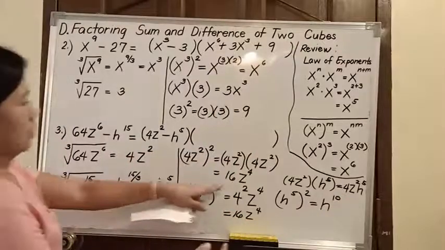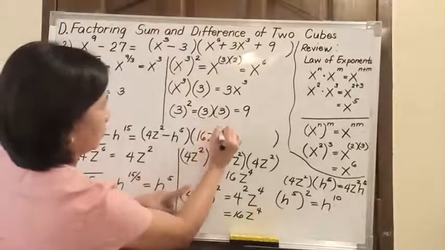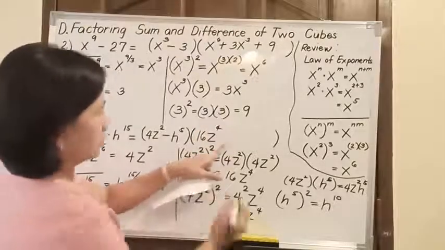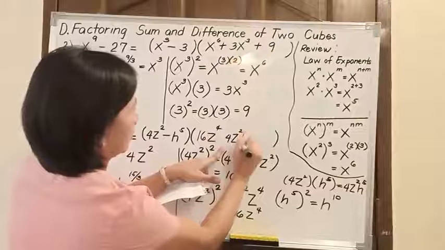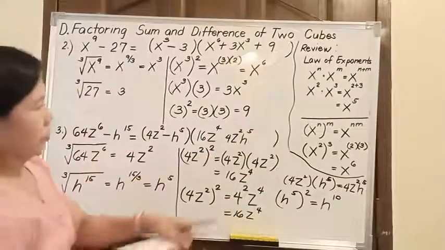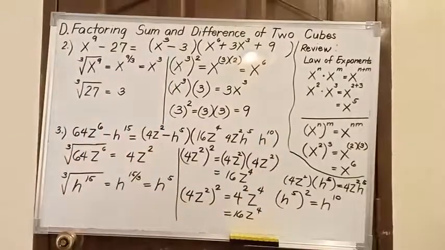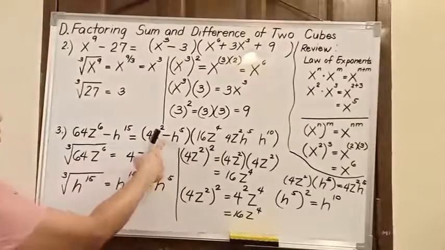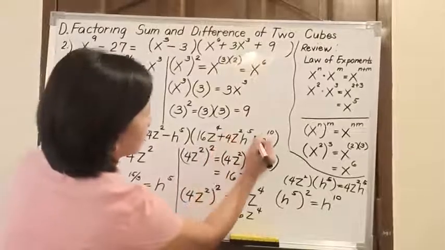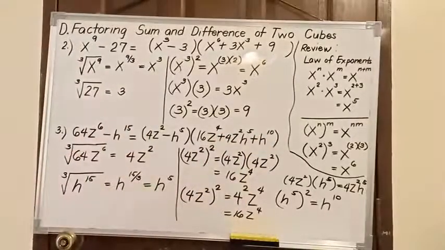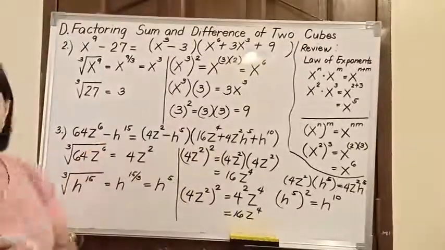So for the trinomial, our first term is 16z to the 4th. And then the middle term is 4z squared h to the 5th power. And the last term should be h raised to the 10th power. And for the signs, since this is the difference of the two terms, signs should be positive, all positive. So these are now the factors of the third example.